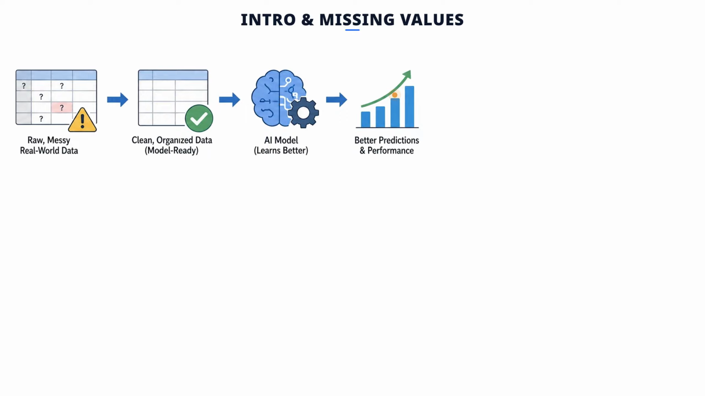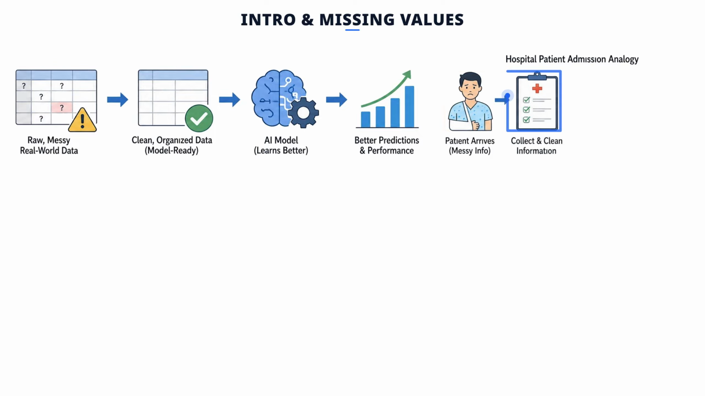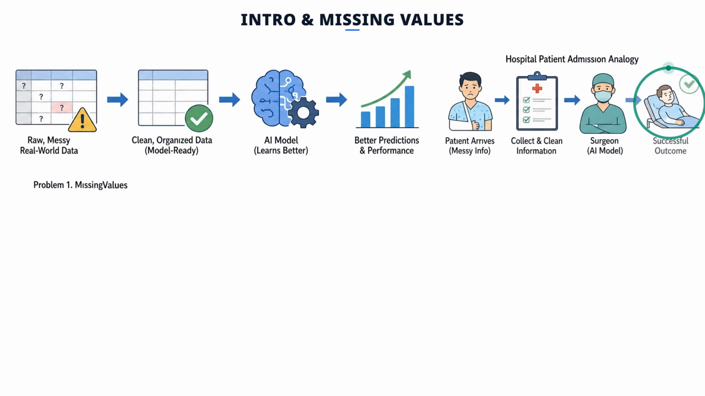To understand why this matters so much, let's look at this hospital patient admission analogy. Imagine a patient arrives at the hospital in an emergency with missing or confusing info, like forgetting their blood type or having an age written as a word instead of a number. Before any surgery can happen, the team must collect and clean all this information. Only then can the surgeon, which represents our AI model, do their job effectively to ensure a successful outcome.